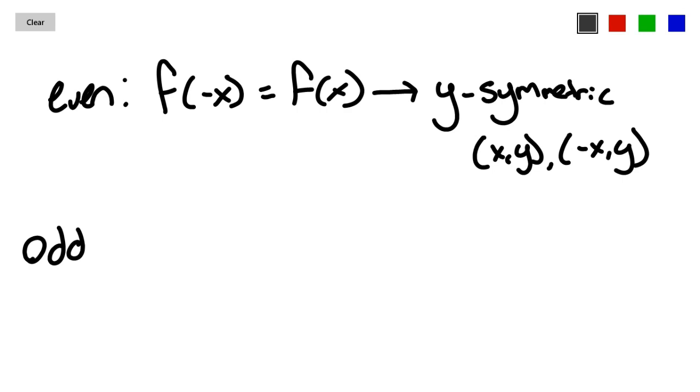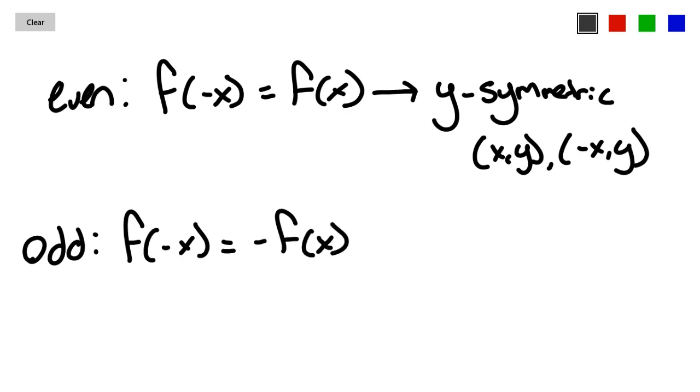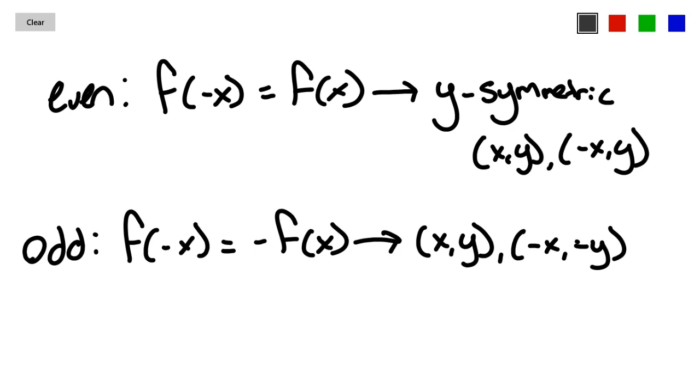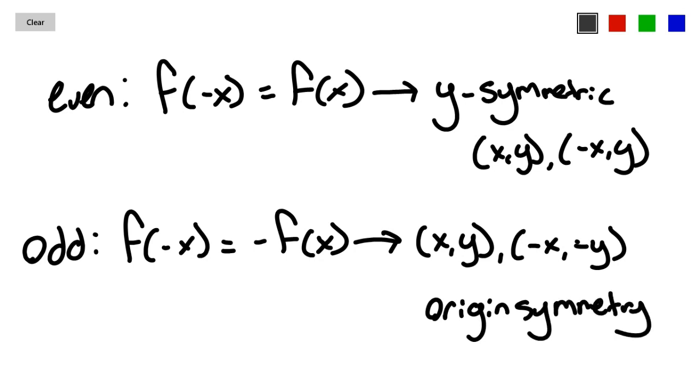And for an odd function, f of negative x is going to give you the negative value of f of x. Basically what this says is that if (x, y) is on the graph, then (negative x, negative y) is also on the graph. And if you recall, this is the definition for origin symmetry. So it's pretty cool. This is a pretty basic litmus test to see whether or not a function is symmetric. Let me go through a few examples showing you this.